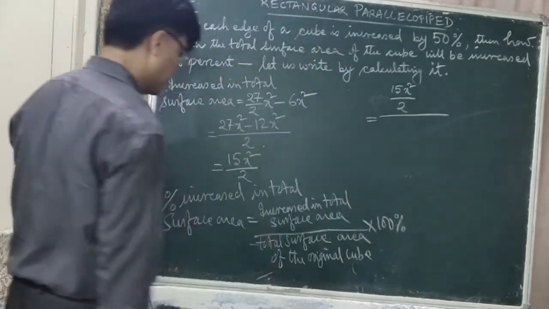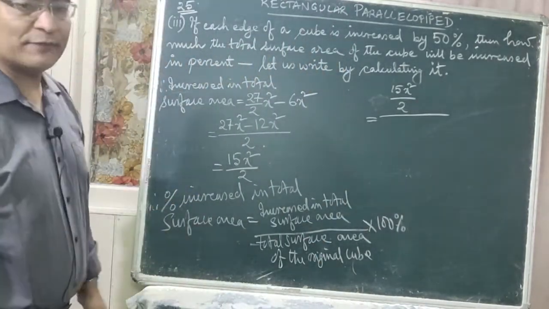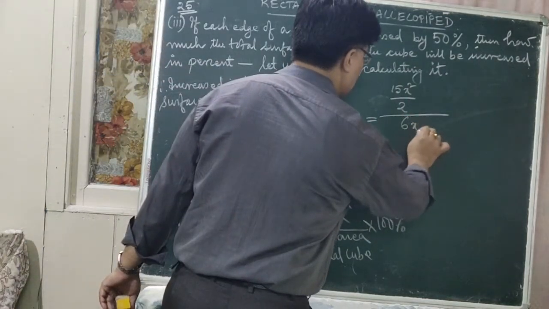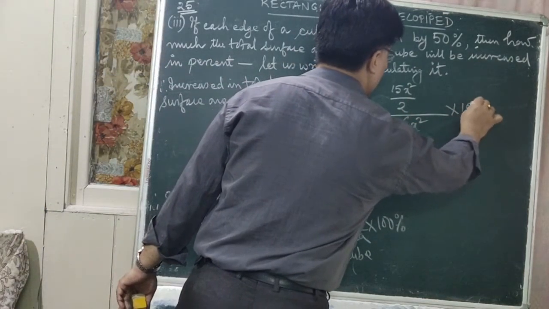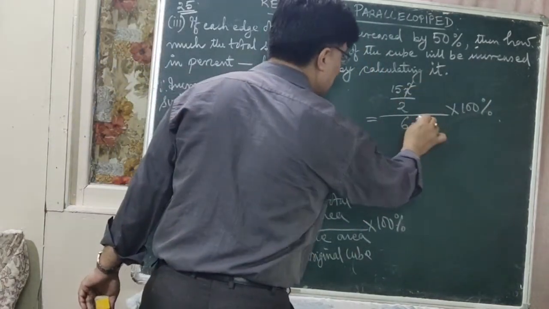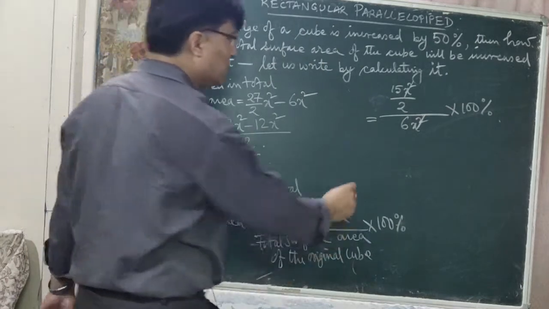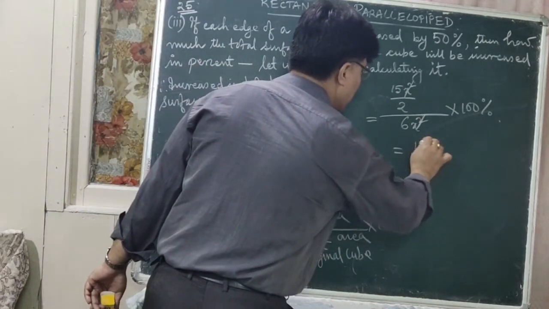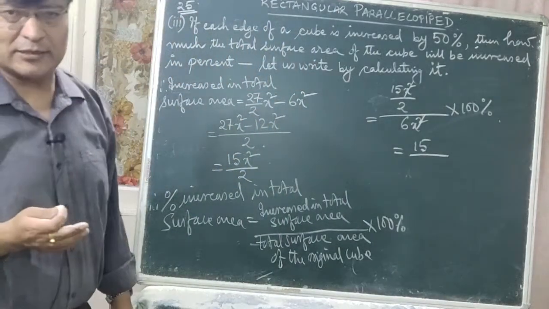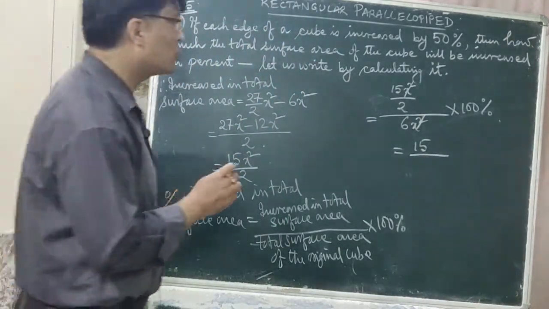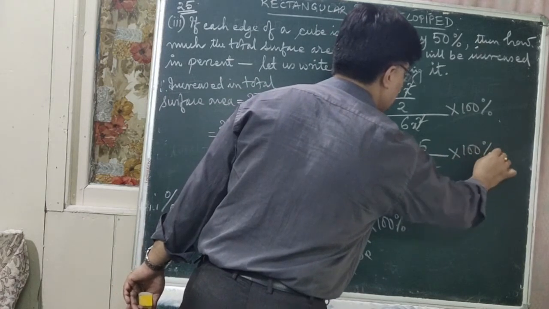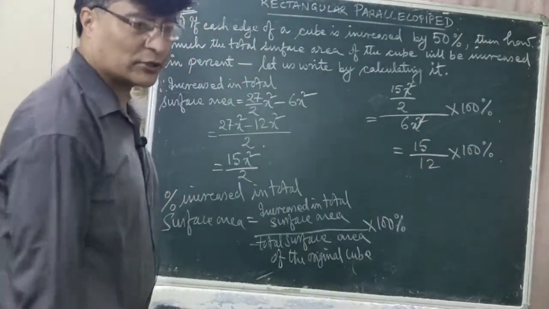Divided by, what was the total surface area of the original cube? It was 6x square, you know that. 6x square into 100%. Only this x square will be cancelled, so it is equal to 15 divided by 2 and 6 both in the denominator, so you cannot cancel it. 2 sixes are 12, into 100%. So I think you have understood it.